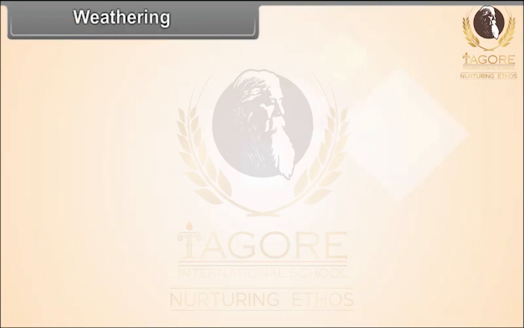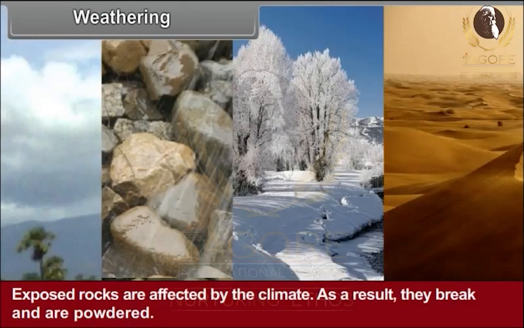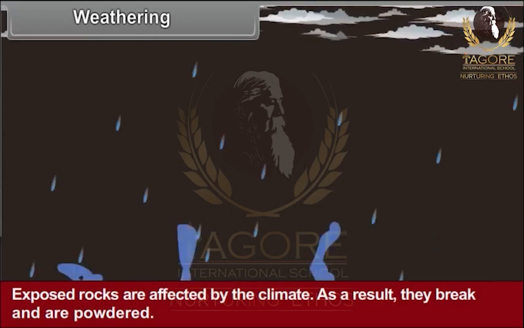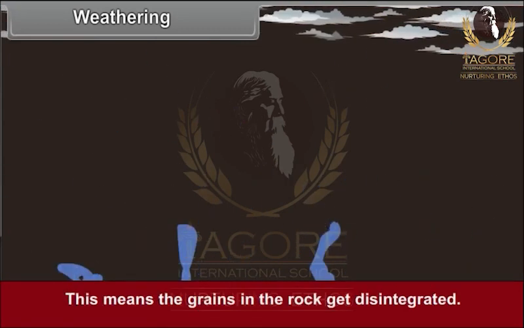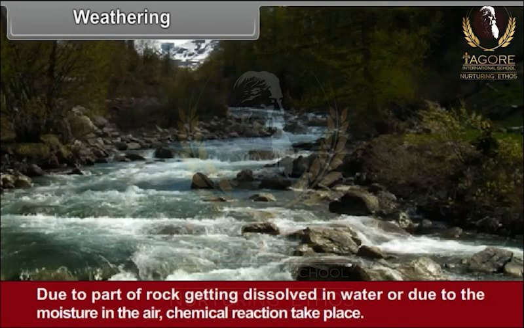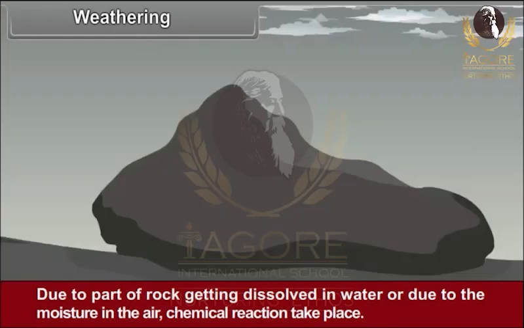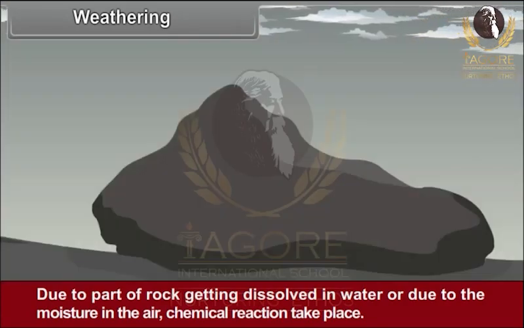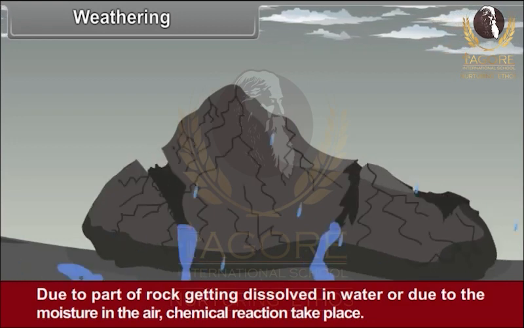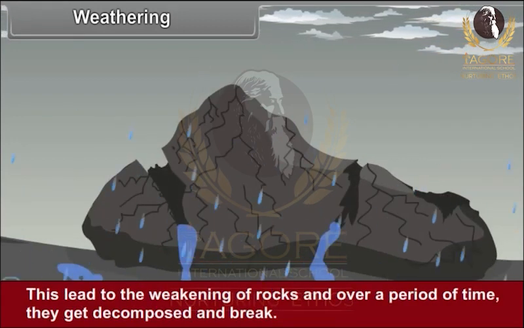Weathering. Exposed rocks are affected by the climate. As a result, they break and are powdered. This means the grains in the rock get disintegrated. Due to parts of rock getting dissolved in water or due to the moisture in the air, chemical reactions take place. This leads to the weakening of rocks and, over a period of time, they get decomposed and break. This disintegration and decomposition of rocks is called weathering.